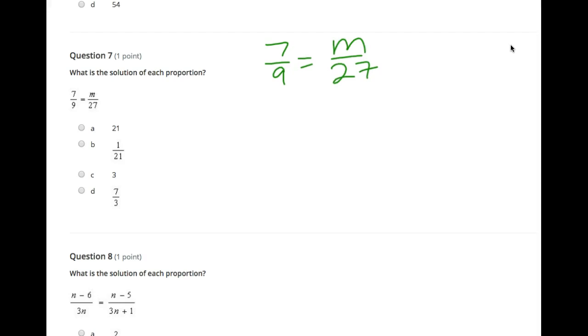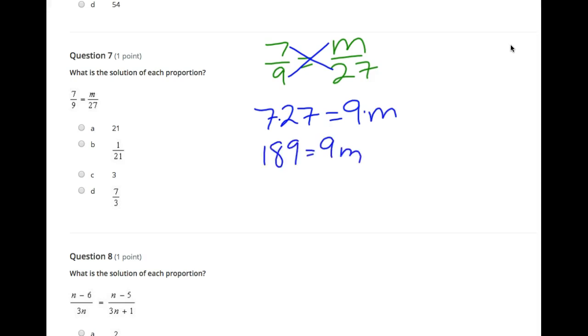Once again, we multiply our cross products. 7 times 27 equals 9 times m. 7 times 27 is 189. That equals 9m. I divide both sides by 9, and I get m equal to 21.